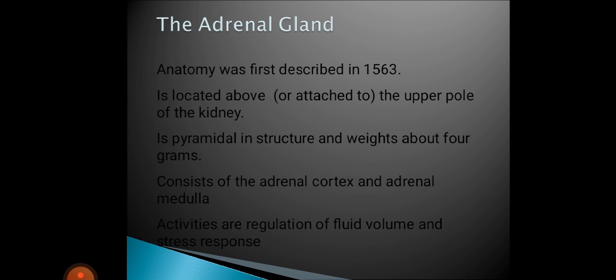The adrenal gland anatomy was first described in 1563. It is located above the upper pole of the kidney. It is pyramidal in structure and weighs about, as I already told you, 4 or 5 grams. The adrenal gland consists of the adrenal cortex and adrenal medulla. Adrenal gland activities are regulation of fluid volume and stress response.